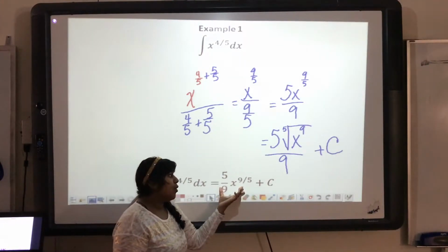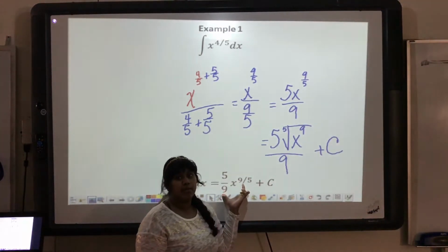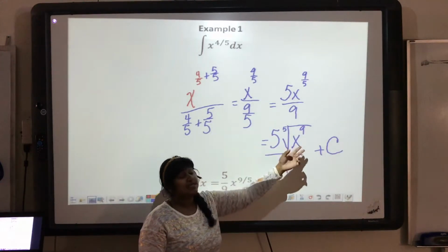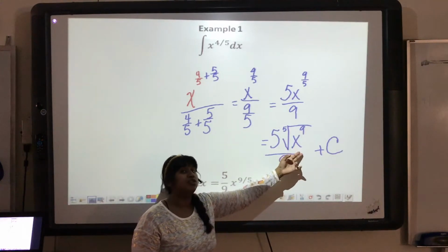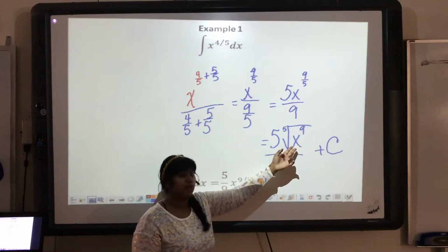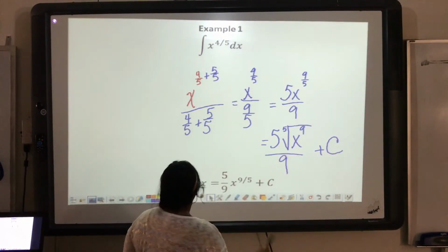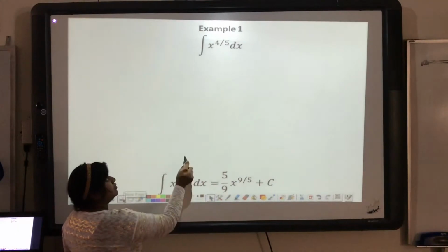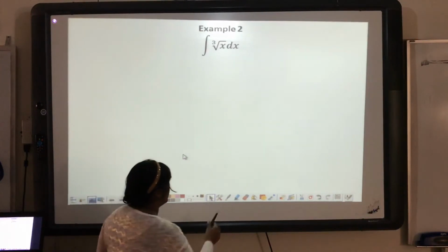You might be saying, well, why did we not just leave it like this? Again, I remind you, I just want you guys to practice changing this over for when you need to actually evaluate a value instead of leaving it as x. Let's continue on to example number 2.